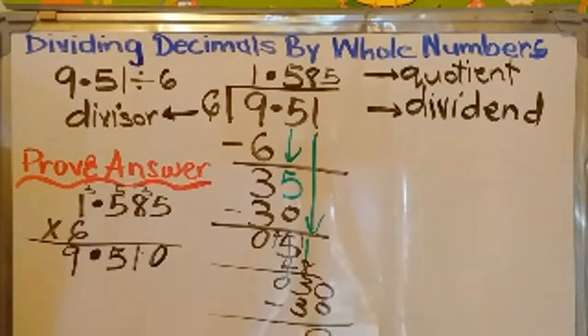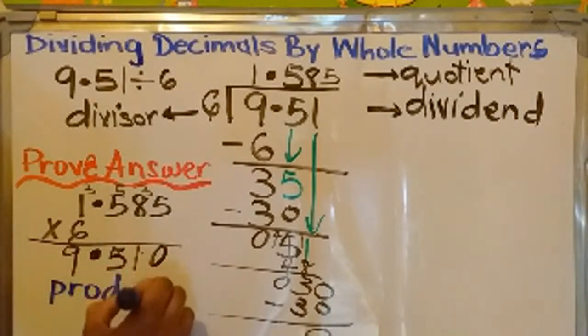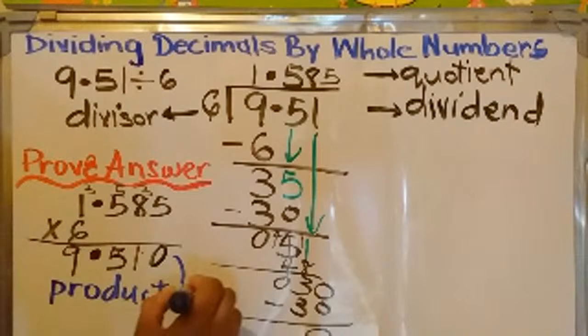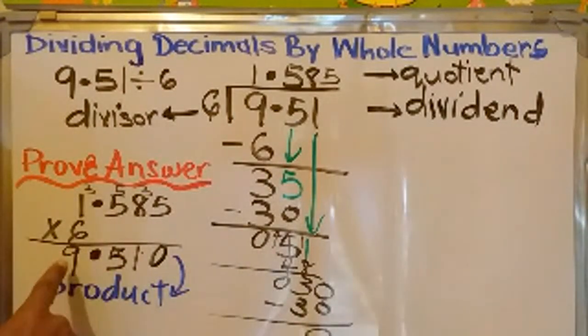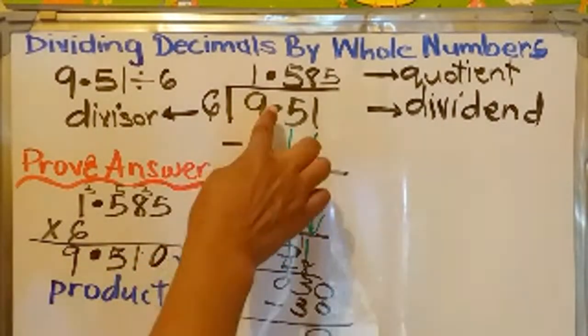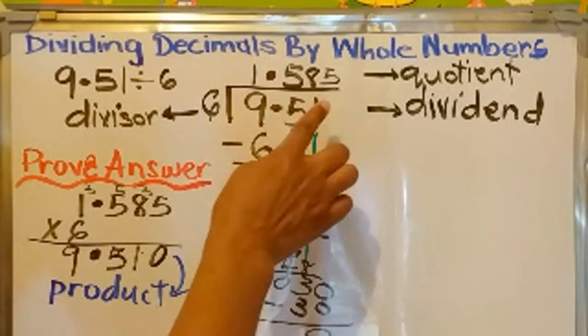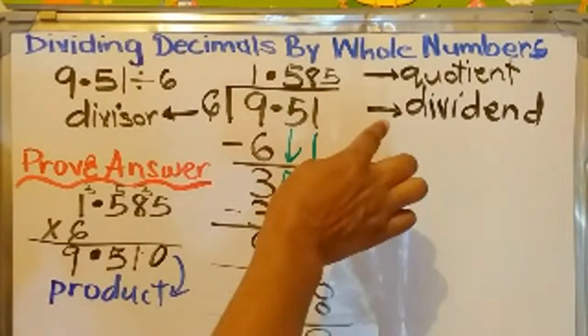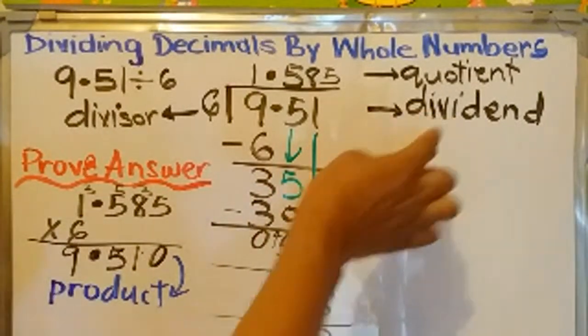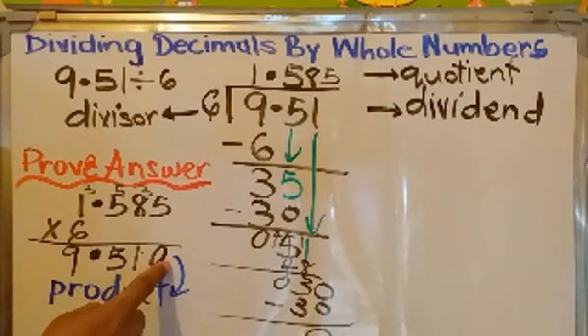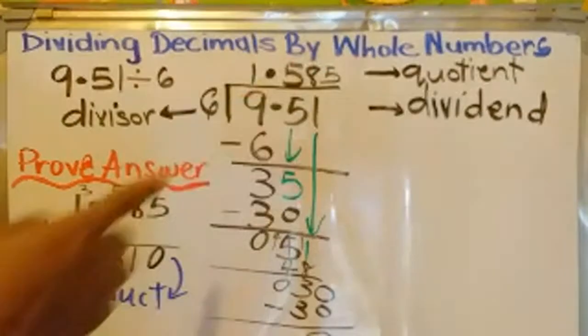And of course, the word product is spelled P-R-O-D-U-C-T, and the answer in a multiplication problem is known as our product. All right, so our product is 9.510, which is the same thing as 9.51 in our division problem for our dividend. So this 0 that we have at the end of our product is just like a placeholder. And guys, this is telling us that our quotient for this problem is correct.